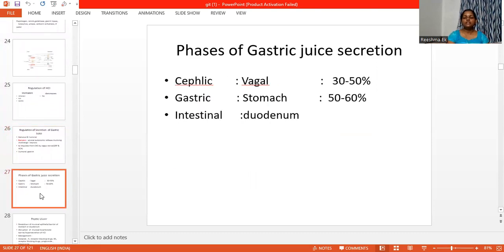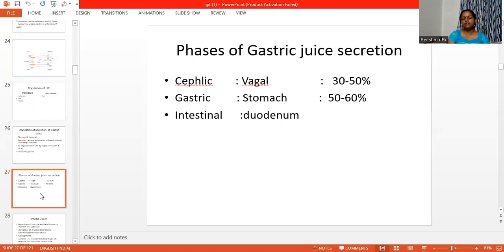Then about the phases of gastric juice secretion. The gastric juice is secreted in three phases. They are the cephalic phase, gastric phase, and intestinal phase. The cephalic phase is due to vagal stimulation. In the cephalic phase, there is secretion of gastric juice from the gastric glands by the entry of food in the mouth.